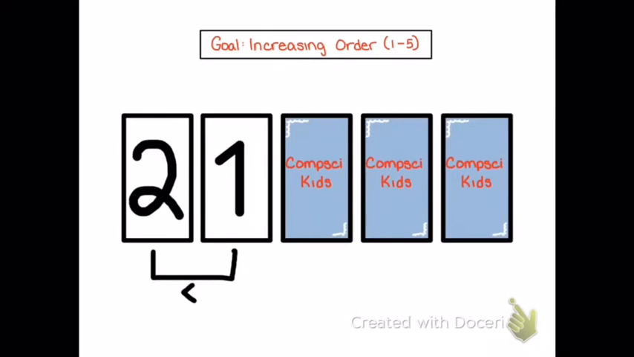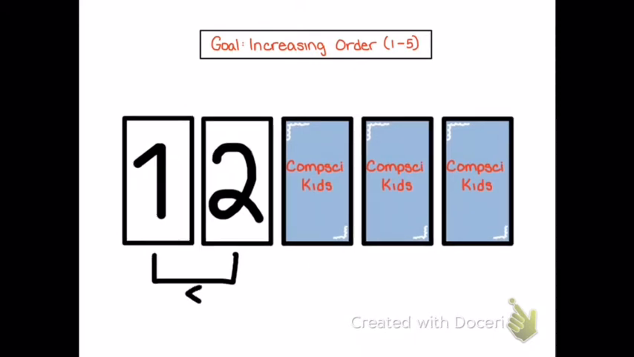Now I need to check the first and the second card again, because the second card switched. Since the 1 is less than the 2, these cards are in the wrong order, meaning I need to switch them. When I switch them, these cards are now in the right order, because 1 is less than 2.